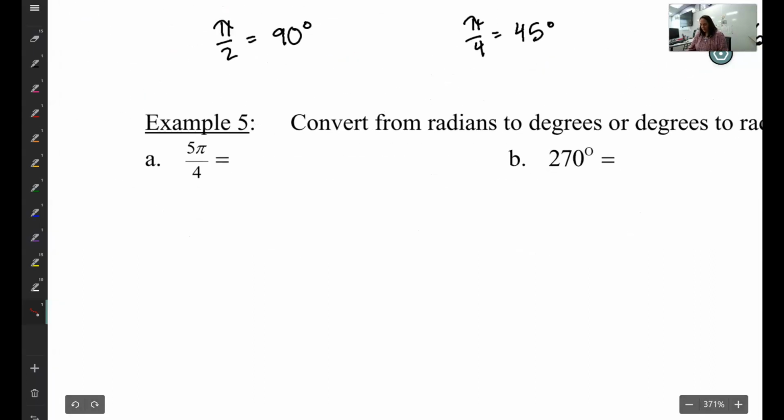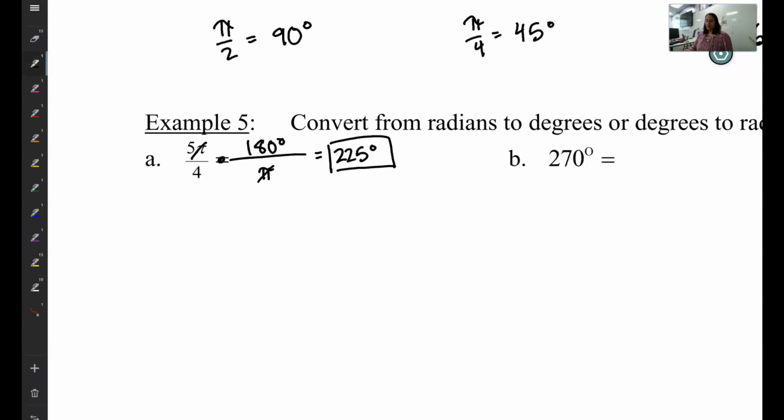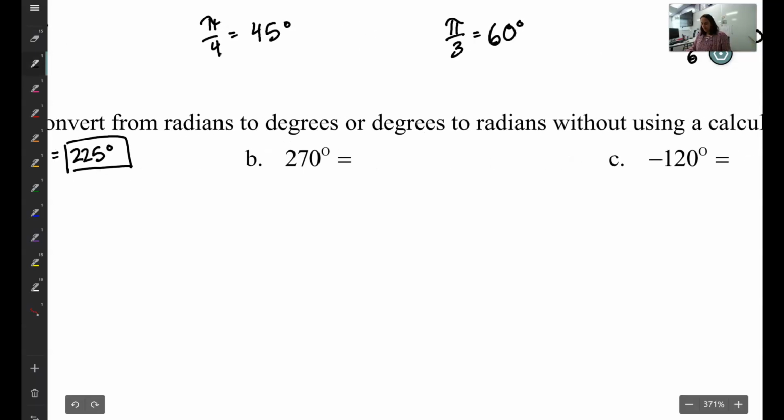Okay, let's try these ones. Convert from radians to degrees. I'm going to have you pause the video, try out A, and then we'll do B as a class. Okay, did you get 225 degrees? If so, awesome. If not, go back and check your work.